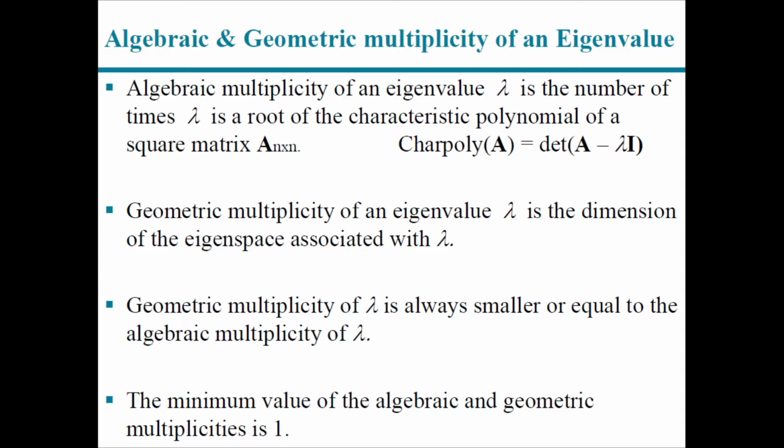Because you will have at least one eigenvector associated. So that eigenvector will generate the eigenspace, so the dimension of that eigenspace will be 1. We will see all that in detail anyways. So these are just the definitions. It will be useful later on.